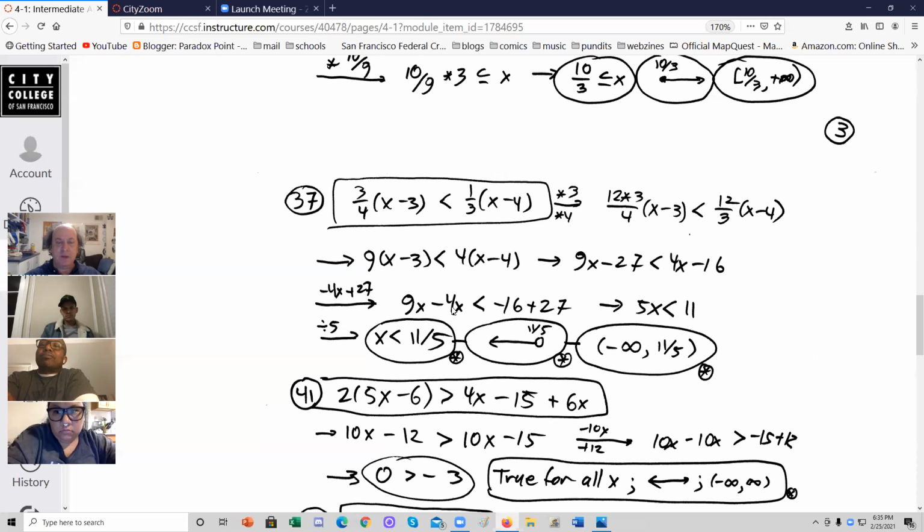So 9x minus 4x is less than negative 16 plus 27. So 5x is less than 11. Now you divide by 5, which is a positive number, so the inequality remains the same. I get x is less than 11/5. The graph is everything to the left of and not including 11/5. The interval is parenthesis, negative infinity to 11/5, parenthesis.